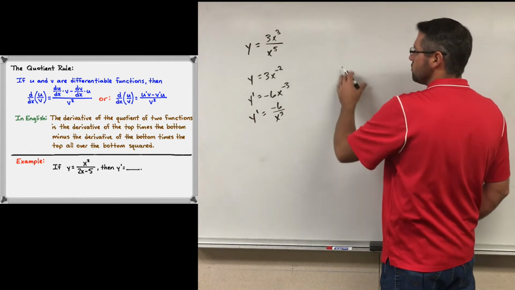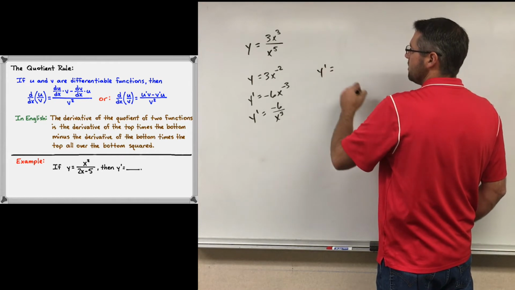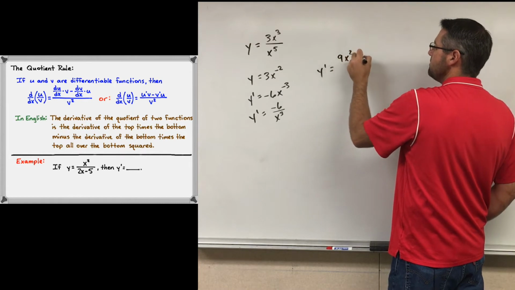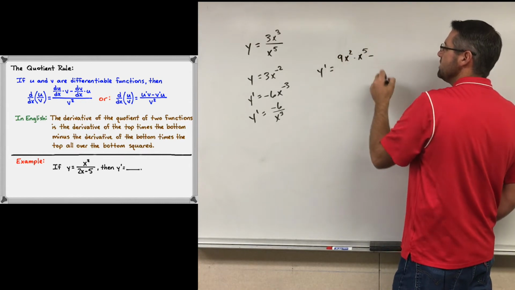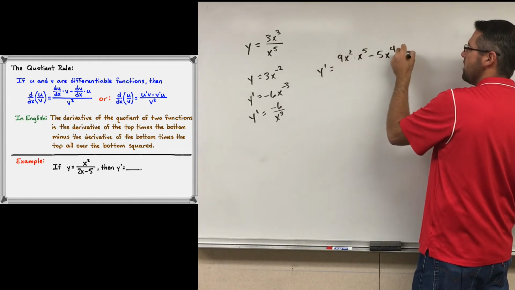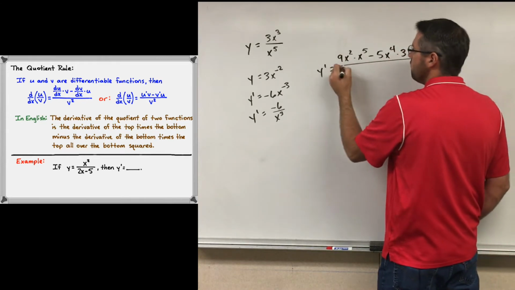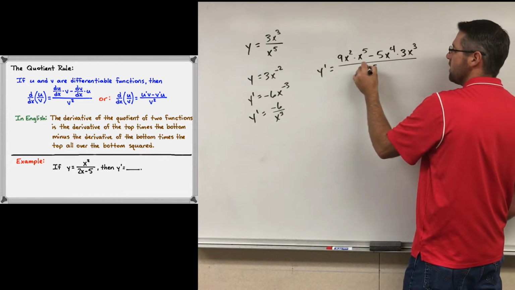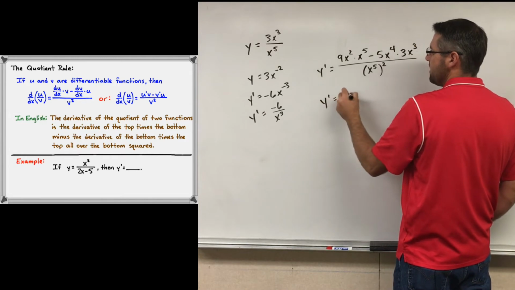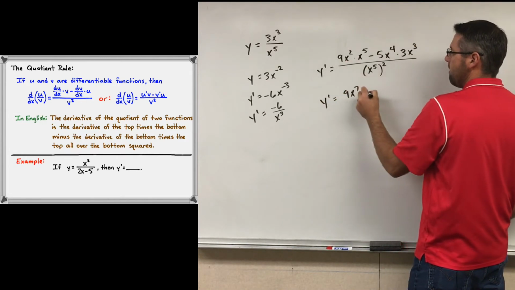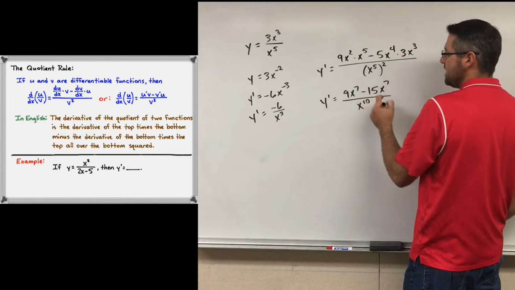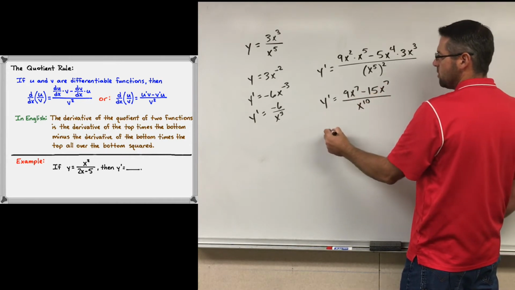If I apply the quotient rule, we would say the derivative of the quotient is the derivative of the top thing, so 9x squared, times the bottom thing, minus the derivative of the bottom thing, so 5x to the fourth, times the top thing, so 3x cubed, all over the bottom, so 5x to the fifth, squared. And then simplifying that, we end up with 9x to the 7th minus 15x to the 7th, all over x to the 10th. Because those have the same exponents, I can put them together.